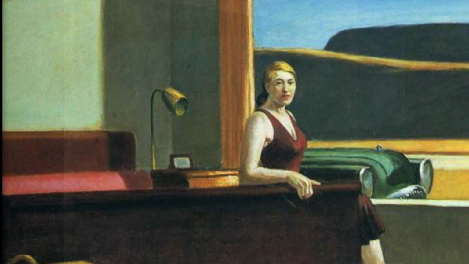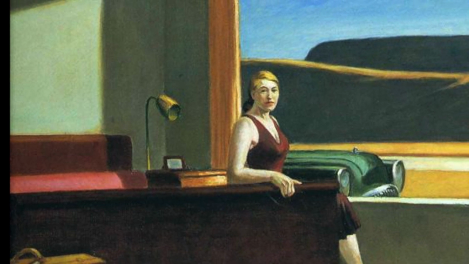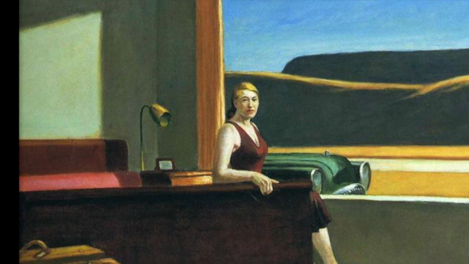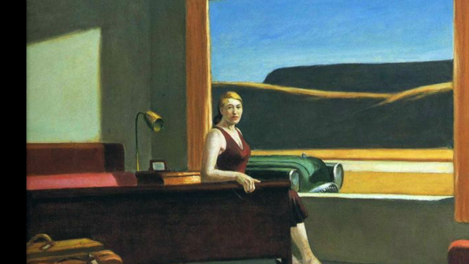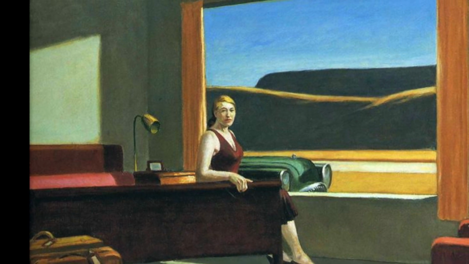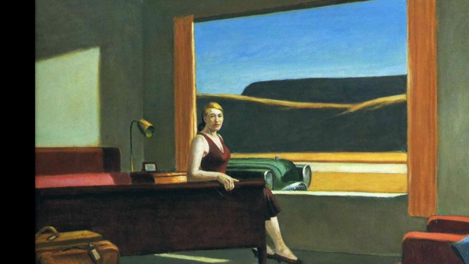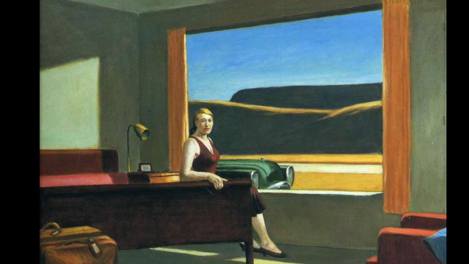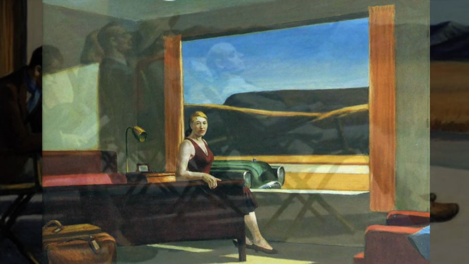I always feel that one of his last great masterpieces was Western Motel from 1957. In it, we see just normal things we would see in a Hopper painting. We have the window, we have the woman in the center, but when you really look closely at this, it's really a study of different forms of lines. You go from the bed to the automobile, onto the road, and then eventually to the hillside, each one of them having a different sense of place within the painting itself.